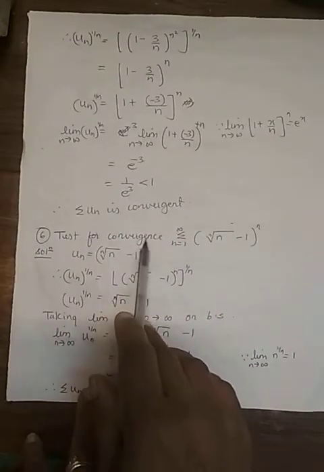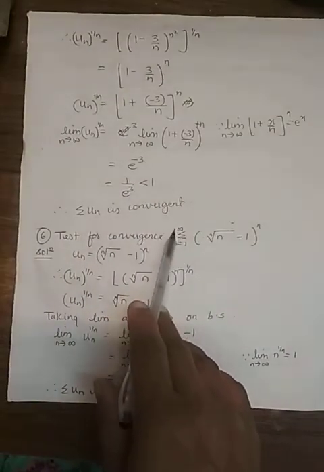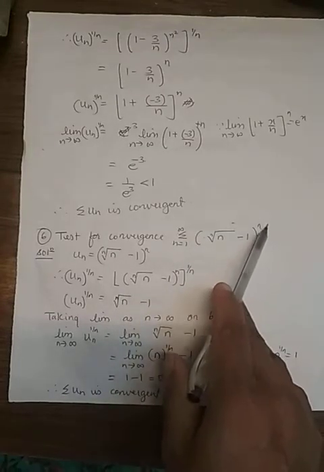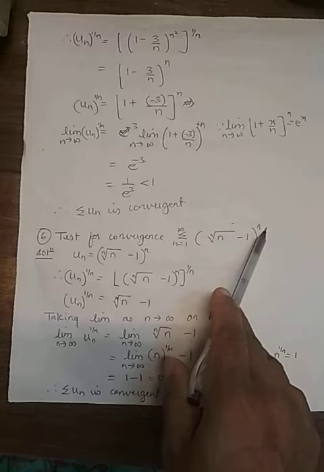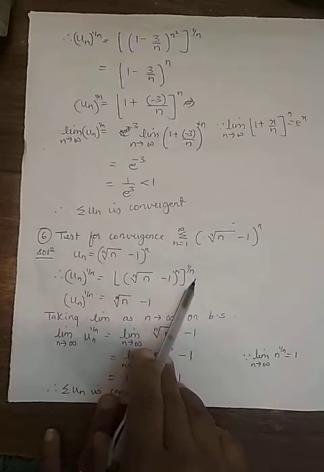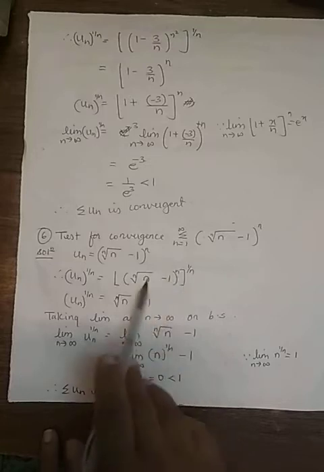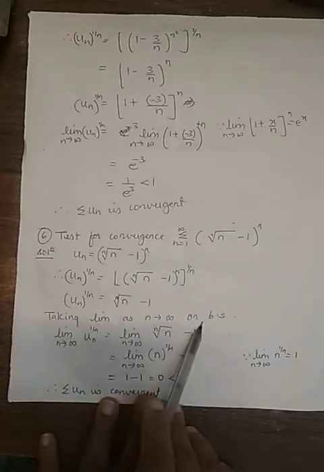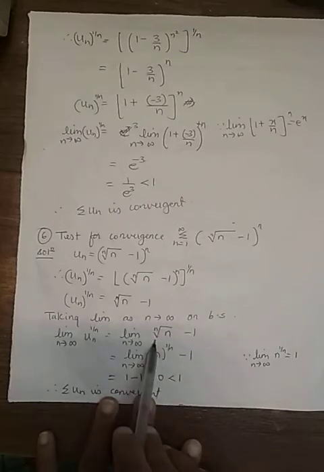Test for the convergence, summation n equals 1 to infinity, nth root of n minus 1 raised to n. Again raised to n is there, so go for Cauchy's. Raising the power of 1 by n on both sides, cancelling this n and n, the inside bracket only remains. Now take limit as n tends to infinity on both sides. So once we take, we know that n raised to half.